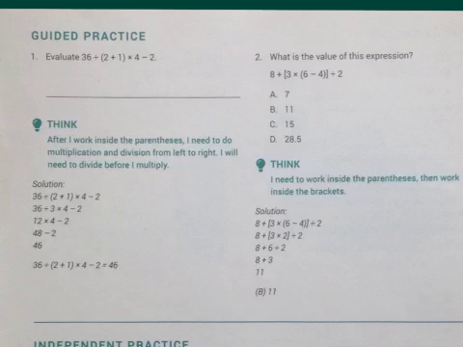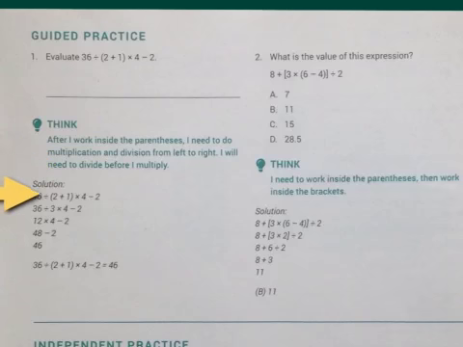All right, in our guided practice, it tells us to evaluate 36 divided by, in parentheses, 2 plus 1, parentheses, times 4 minus 2. First, it's telling us to think: after I work inside the parentheses, I need to do the multiplication and division from left to right. I need to divide before I multiply. So this is what our problem looks like.